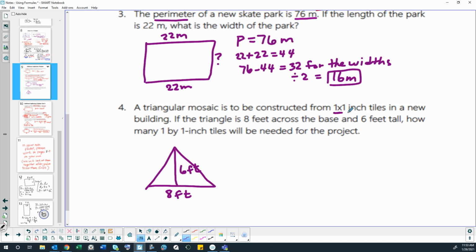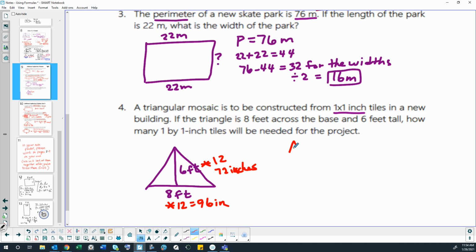Now, the tiles are 1 by 1 inch. These measurements they just gave us are in feet. Don't you think it would be better if we had everything in inches instead? So I'm going to go ahead and multiply this by 12 so that I have that measurement in inches. So that will be 72. Then I'm going to multiply this one by 12 so I have that one in inches. So that will be 96 inches.